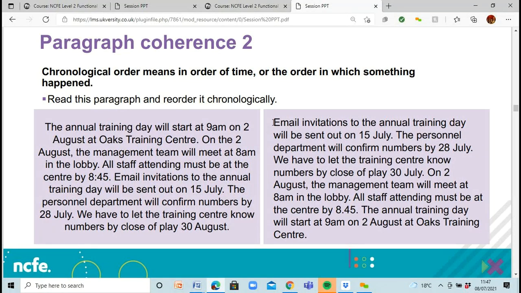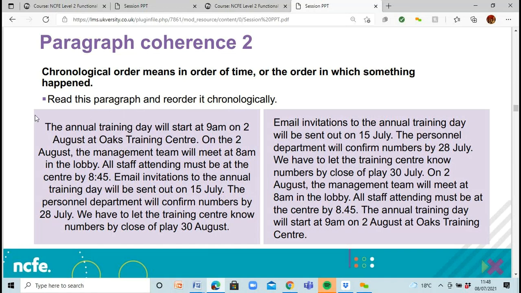But to put it in a good order, the order in which it is going to happen: email invitations to the annual training day will be sent out on the 15th of July. The personnel department will confirm numbers by 28th of July. So they send out by the 15th and they'll confirm by then. We have to let the training centre know numbers by close of play on the 30th. So you've got all the dates out of the way now, and now you're starting on the timing. On the 2nd of August, the management team will meet at 8 a.m. in the lobby. All staff attending must be at the centre by 8:45. The annual training day will start at 9 a.m. on the 2nd of August at Oaks Training Centre.